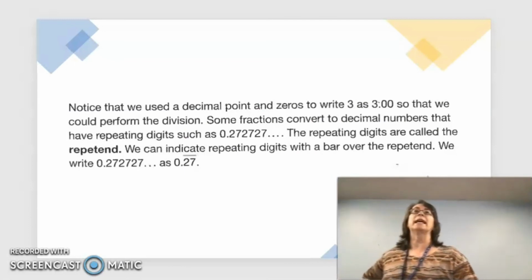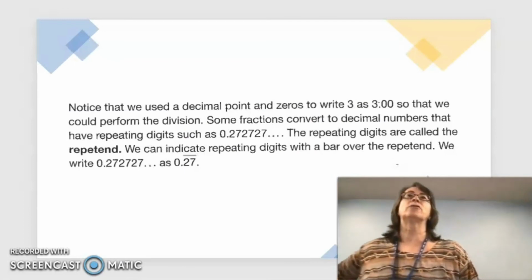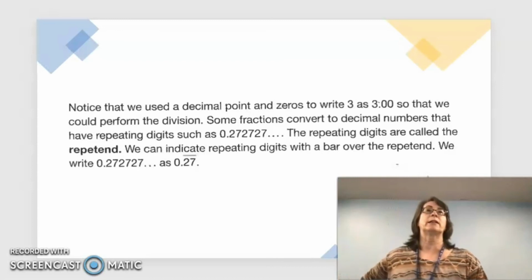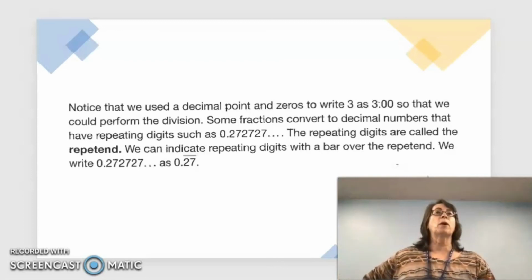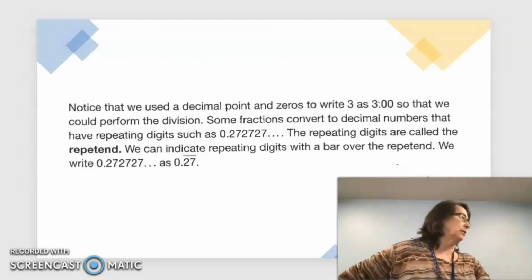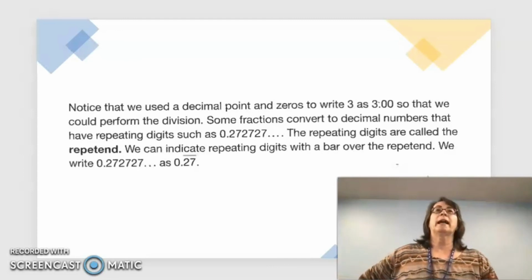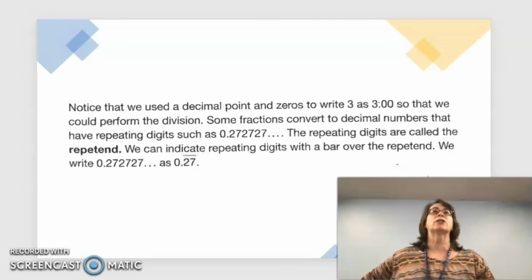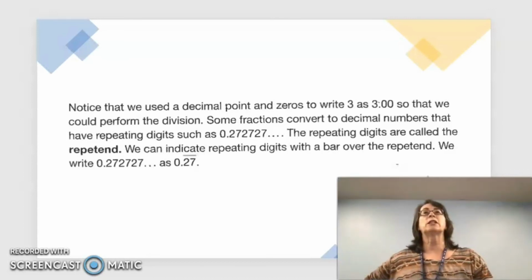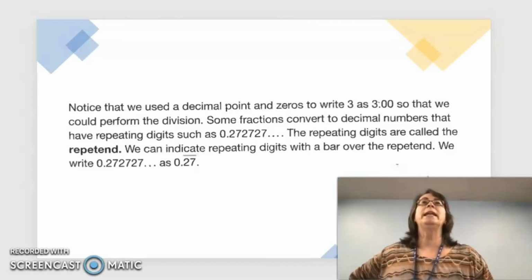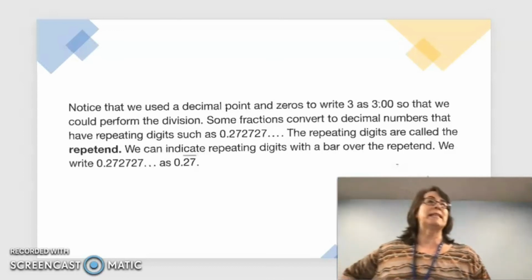Notice that we used a decimal point and zeros to write 3 as 3.00 so that we could perform the division. So any whole number, you might have to add some zeros to it to get it to where you can divide it. Some fractions convert to decimal numbers that have repeating digits, such as 0.272727... The repeating digits are called the repetend.